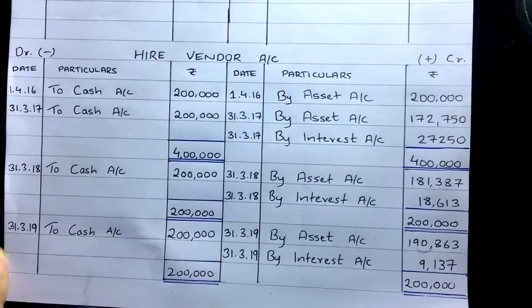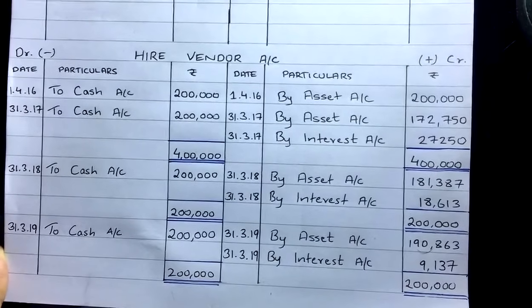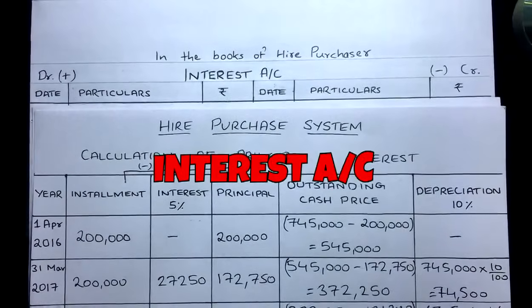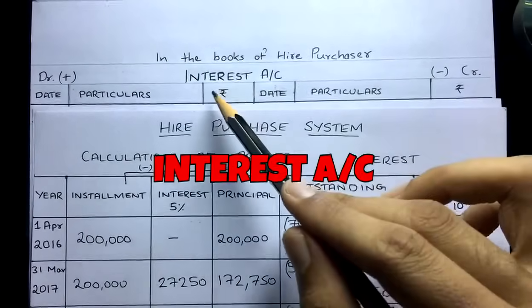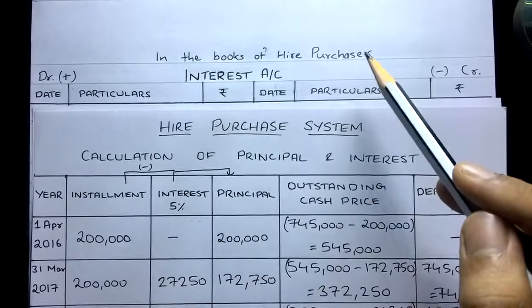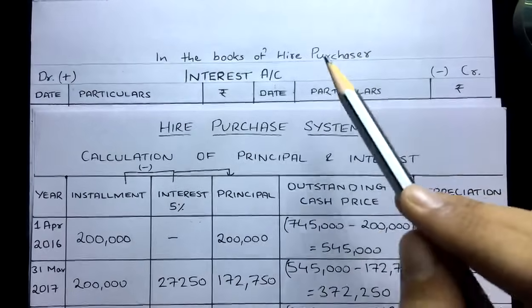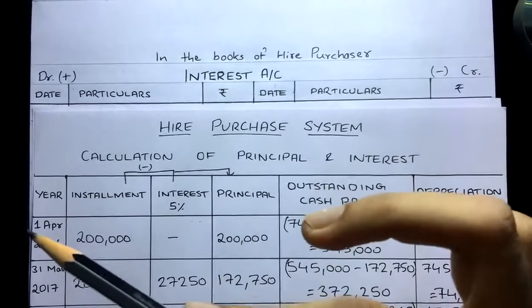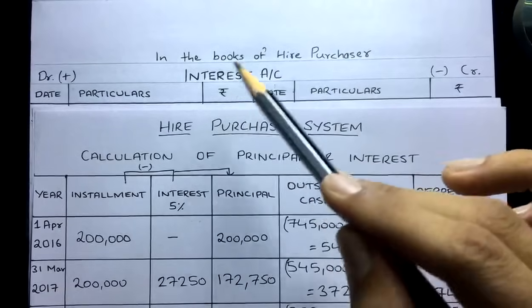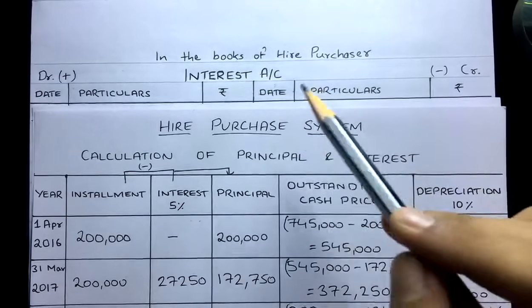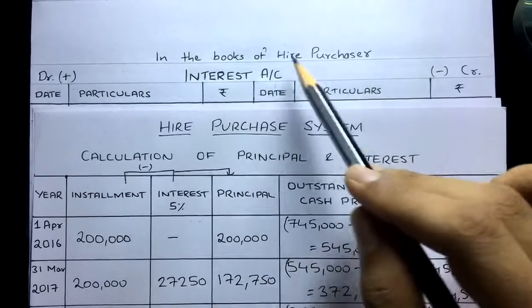Now the next account we need to prepare is the interest and depreciation account, all right? Okay. Now after preparing the hire vendor account, the third account that we need to prepare is the interest account in the books of hire purchaser. Now what is interest to hire purchaser? Hire purchaser has to pay the interest to hire vendor. So this interest is an expense for hire purchaser. He has to pay the interest. So interest is an expense for hire purchaser.